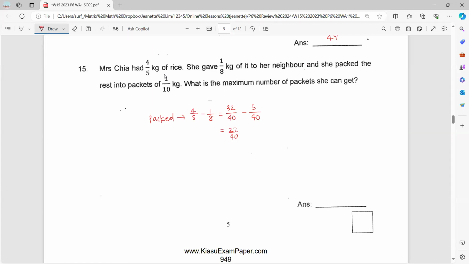So every packet is 1/10. How many packets can she get? So we have to find the number of packets by taking this amount divided by 1/10 kg, since every bag is 1/10 kg. So keep, change, flip. 10 and 40. Simplify. So you get 27 over 4.